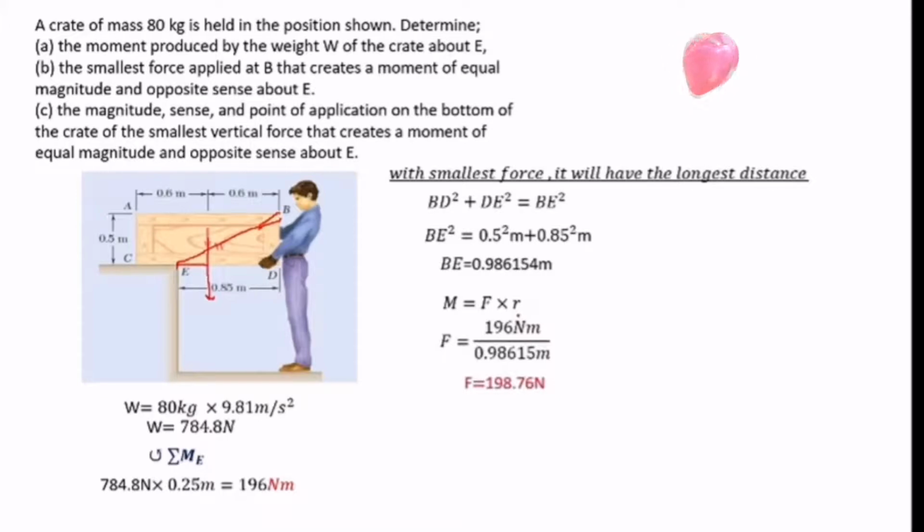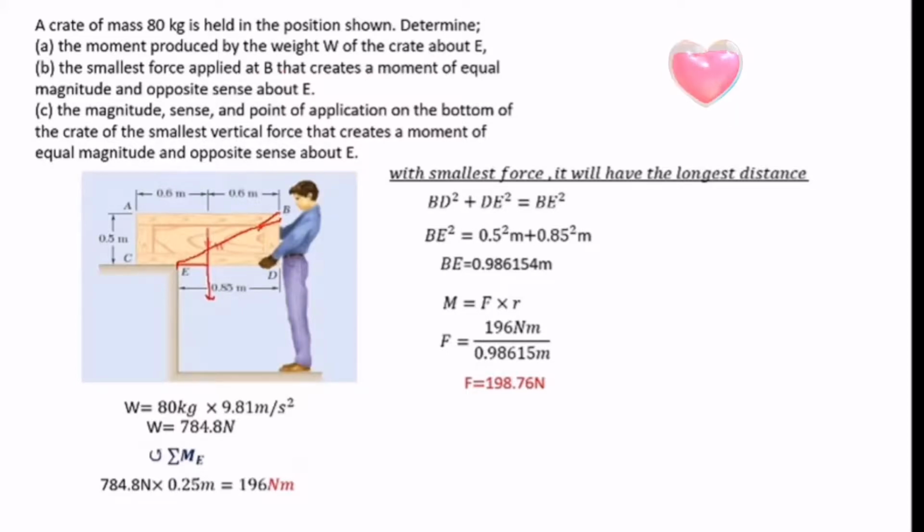The force is 198.76 Newton. That is the force. So the smallest force applied at B that creates a moment of equal magnitude and opposite sense about E is 198.76 Newton. So now we need to find the sense, and the sense is the angle.